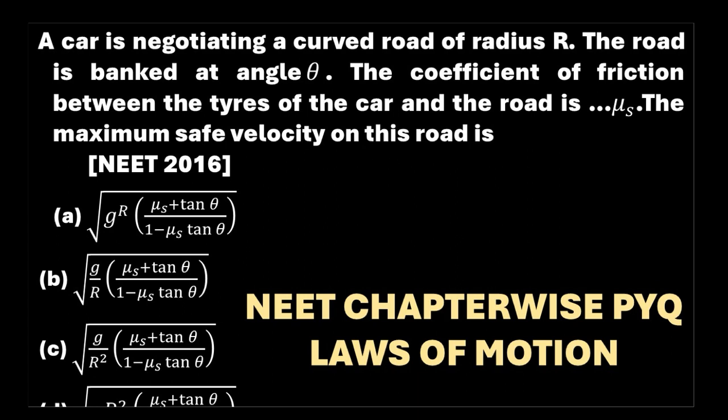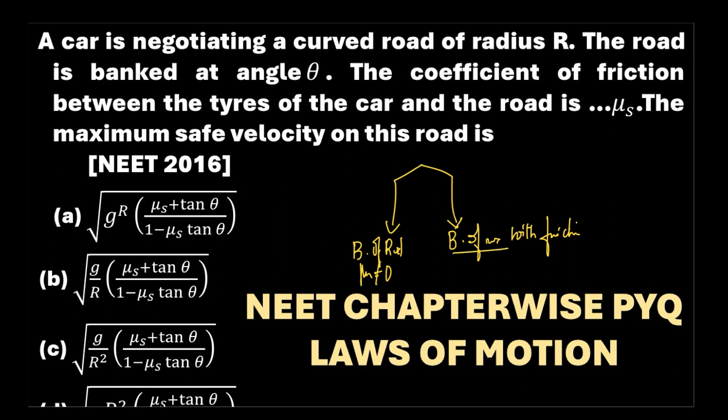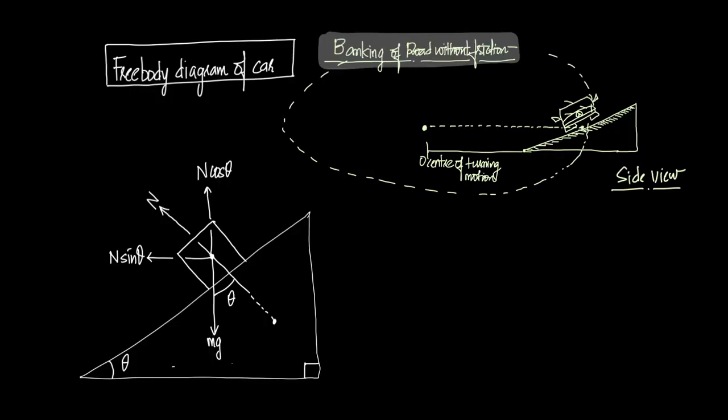Okay. So what I'll do is I'll divide this explanation into two types. One, banking of road where the friction is not present, and then we'll discuss banking of roads with friction. So give me some time to draw a couple of diagrams, and then we'll discuss first banking of road without friction. Okay, so this is banking of road without friction.